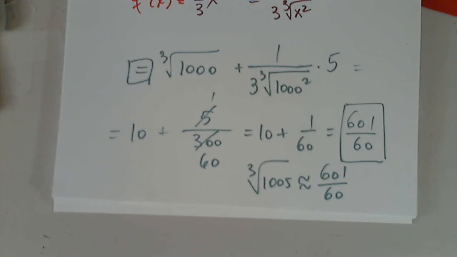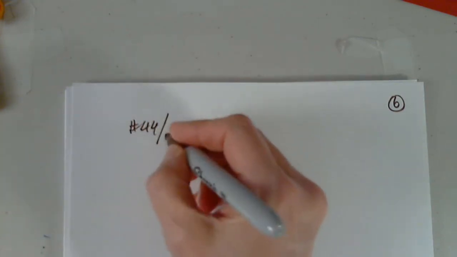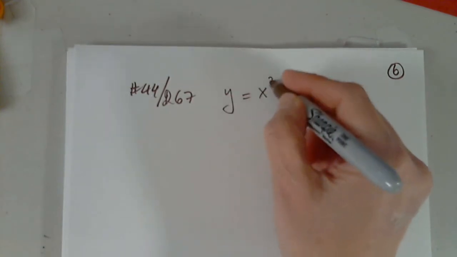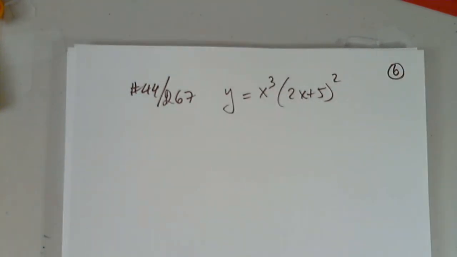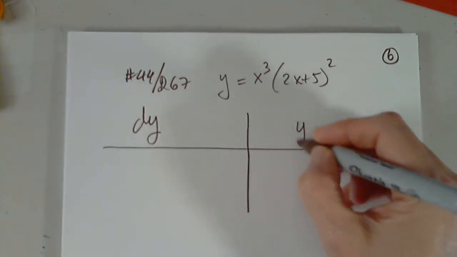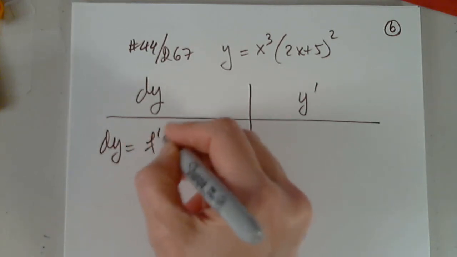Okay. Before we look at the marginals, just one last example. I think I'm on page 267. Yes, I am. For example, let's say 44 on 267. And we have y equals x cubed times 2x plus 5 squared. And we're asked to find dy. I wanted to understand the difference between dy and y prime. They're not the same. dy will be f prime of x dx.